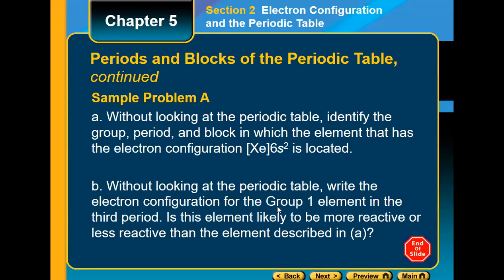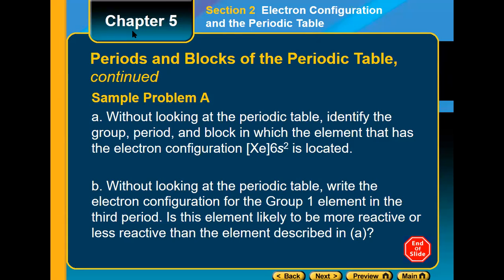Here he asks you, without looking at the periodic table, write the electron configuration for a group 1 element in the 3rd period, and is this element likely to be more reactive or less reactive than the element described in A. So that's a very, very important question. He is comparing these two. He asked about this one in group 1, so that means the outer energy level will be filled by 1 electron, and as it is group 1, of course it is in block S. So we are going to answer it in this way.